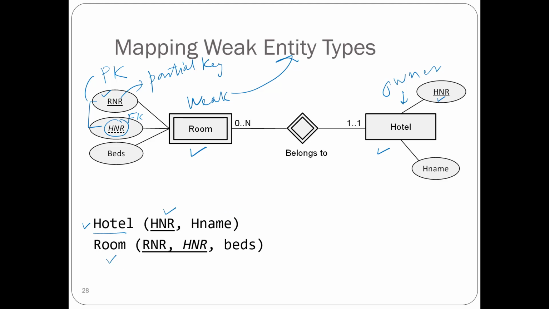Then you need to create a relation room for the weak entity type room with its attributes, which are room number, RNR, and the beds. And you will also have to borrow a foreign key here. What is the foreign key here? The HNR, which is coming from hotel. And what is hotel? Hotel is the owner entity type, right? Now this combination of RNR, which is room number, along with HNR, which is the hotel number, together will form the primary key.